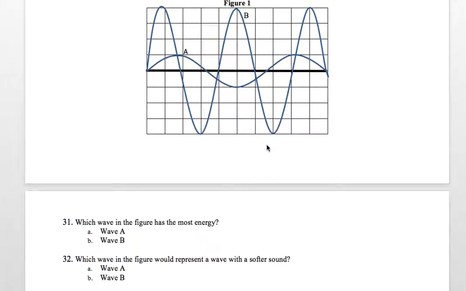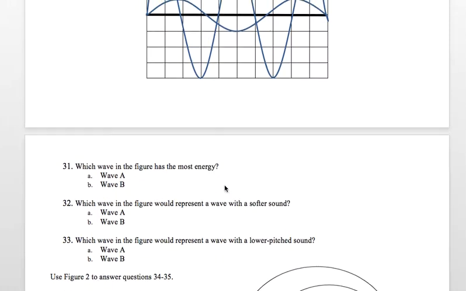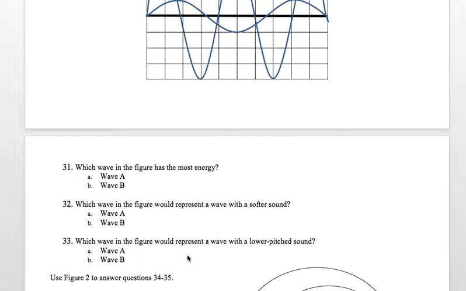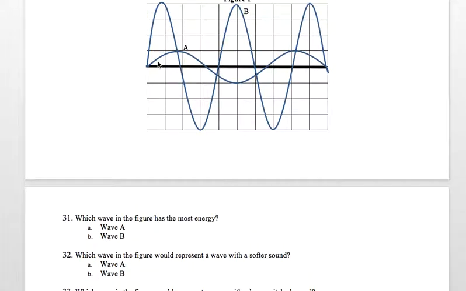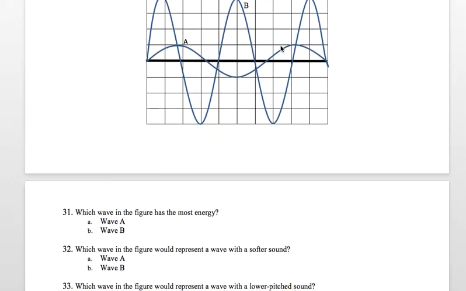32. Which wave in the figure would represent a wave with a softer sound? A. Wave A, or B. Wave B. 33. Which wave in the figure would represent a wave with a lower pitch sound? A. Wave A, or B. Wave B.